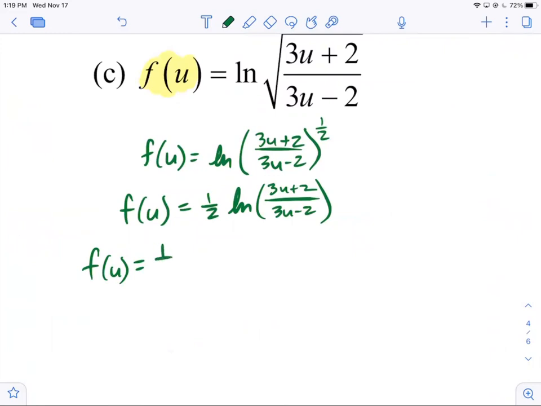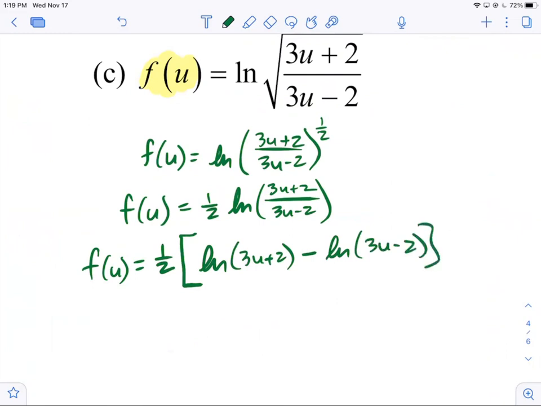Now the 1/2, I'm going to leave it out front and put a beefy bracket. This is where some people make a mistake. The log of a quotient is the difference of the logs. So this becomes the natural log of 3u plus 2 minus, the denominator gets the minus sign, the natural log of 3u minus 2. If you didn't want to use brackets, the 1/2 would have to be distributed to both terms. As long as you account for it correctly, you're good. That gets rid of the quotient rule and turns it into two separate terms.